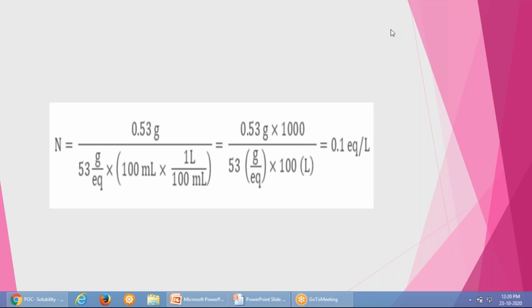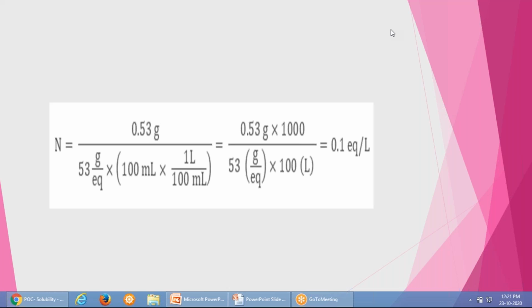Now what is the equivalent weight of oxalic acid? 63 grams. Why is it 63? Because it has 2 replaceable hydrogen ions. So oxalic acid equivalent weight is molecular weight divided by the number of replaceable hydrogen ions, that is 126 divided by 2, which is 63 grams.